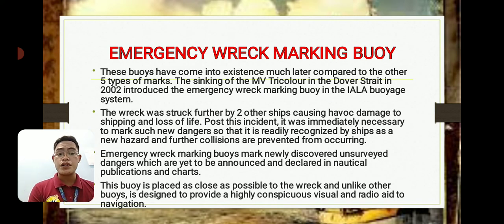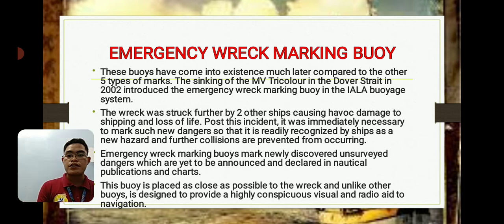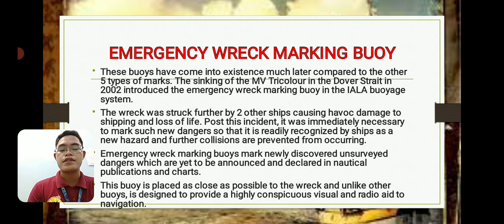So next, the emergency wreck marking buoy. These buoys have come into existence much later compared to the other five types of marks. The sinking of the MV Tricolor in the Dover Strait in 2002 introduced the emergency wreck marking buoy in the IALA buoyage system. The wreck was struck further by two other ships, causing heavy damage to shipping and loss of life.